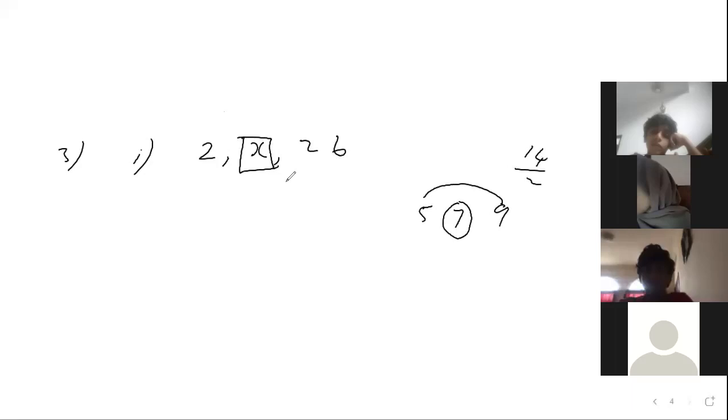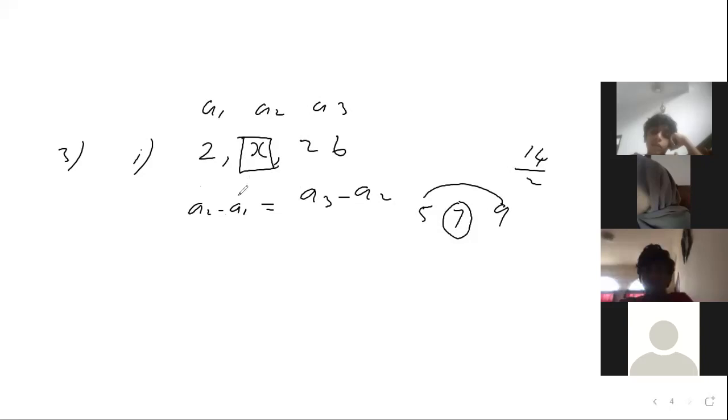Middleman, if 3 terms are there, because we studied S minus 2, D. I am talking about A1, A2, A3. This is A1, this is A2, this is A3. A2 minus A1, what is A2 minus A1? D. What is A3 minus A2? D. So I can say A2 minus A1 is equal to A3 minus A2.